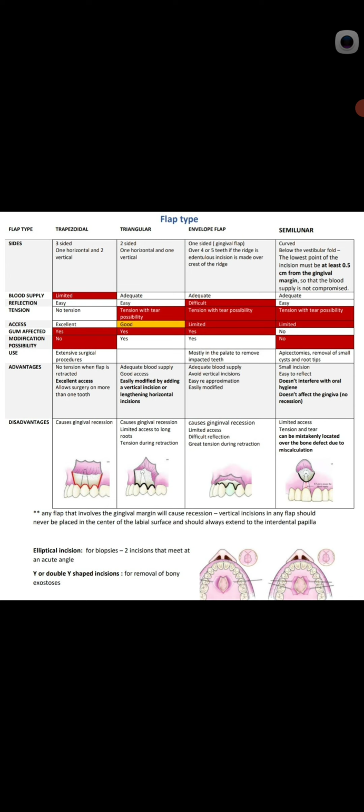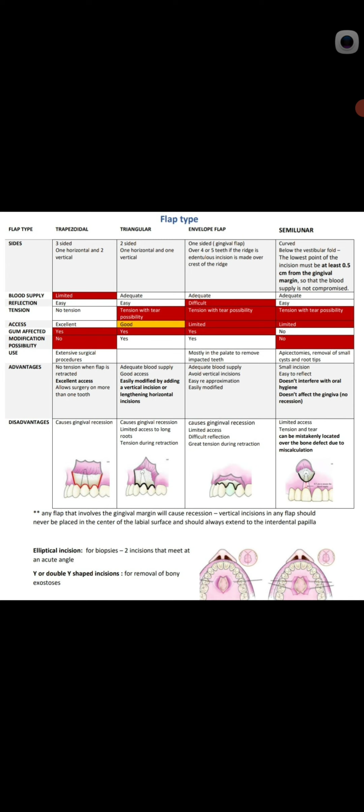Third, the envelope flap has no vertical releasing incision. It has only a horizontal gingival sulcular incision. It is a one-sided gingival flap because we give only one horizontal incision in the gingiva over 4 or 5 teeth. If the ridge is edentulous, no gingiva, no teeth, then we make the incision over the crest of the ridge.